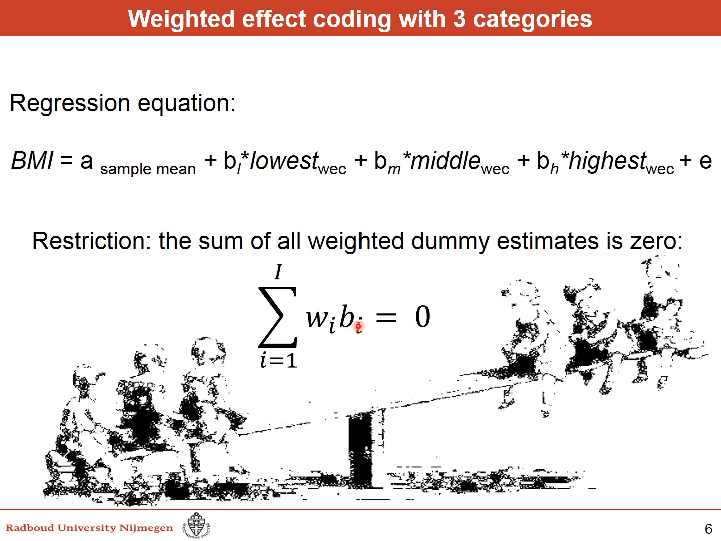So recall that in the previous slide, one of the weights was negative. So we have negative weights and we have positive weights, and if we add them all up, then we'll end up with 0. That is the weighted effect coded restriction. And if we impose that upon the regression equation, we are able to estimate the parameters.